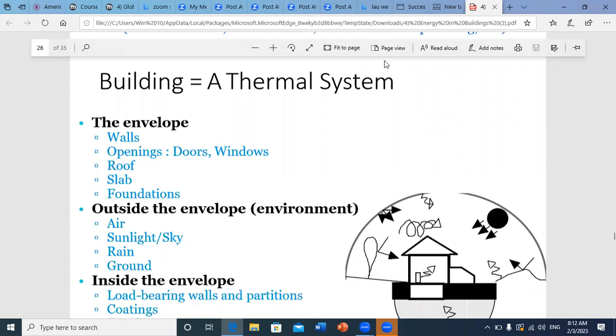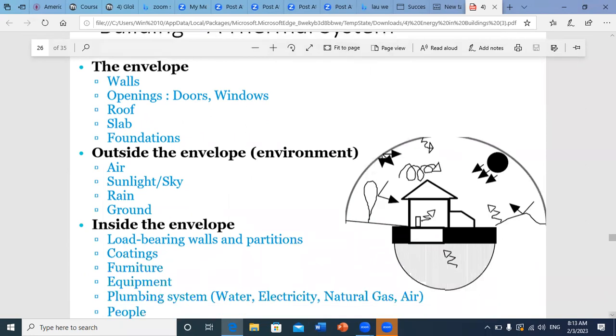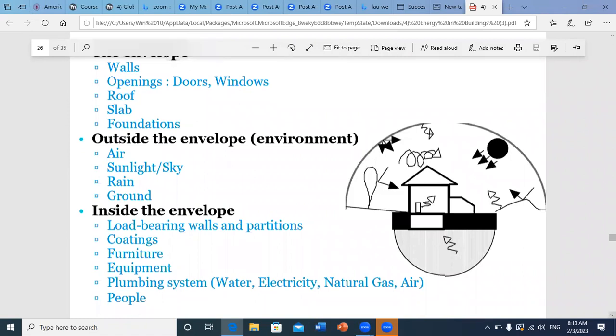For example, if we want to use geothermal energy, we should study the ground, what the materials are, etc. Inside the envelope, we should look at the load-bearing walls and partitions, the coatings, the furniture, the equipment, the plumbing system used, and the number of people, because we want to assess the loads: the lighting loads, the heating and cooling loads, etc.